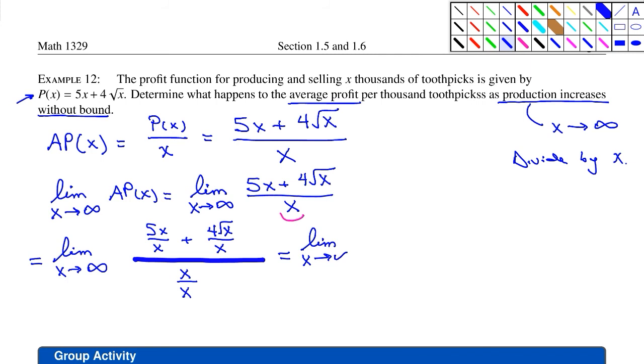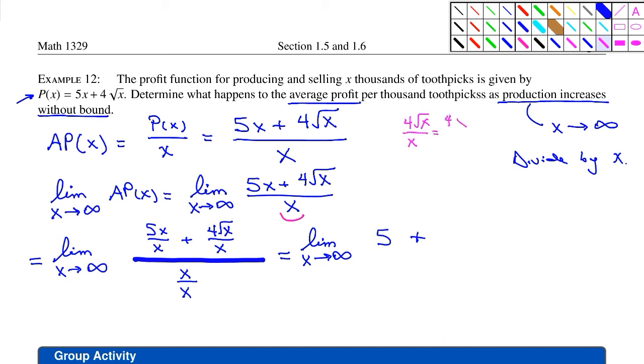So this is the limit as x goes to infinity. 5x over x is just 5. This one's a little more complicated. 4 square roots of x divided by x. So there's a couple of ways to think about this. 4 square roots of x divided by x.